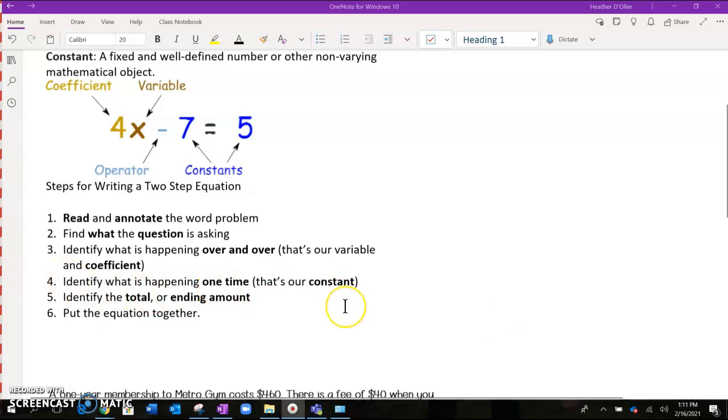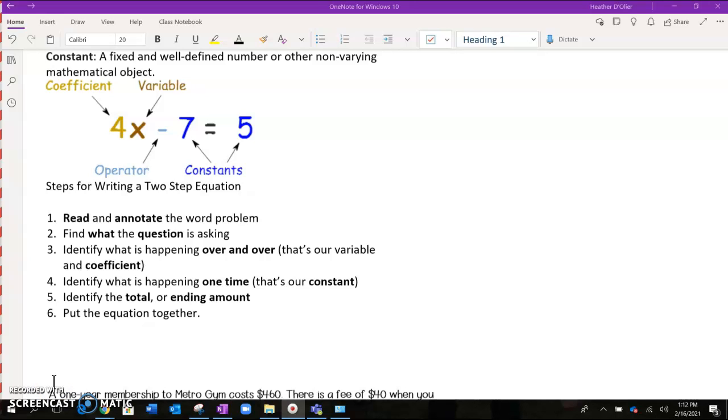Identify what is happening one time, okay? Usually it's a starting amount or a one-time charge, fee, something like that. That's our constant. It's constant, it's not changing. It happened one time. Then identify the total or ending amount. So that's what's going to go after our equal sign. Put the whole equation together and make sure it makes sense.